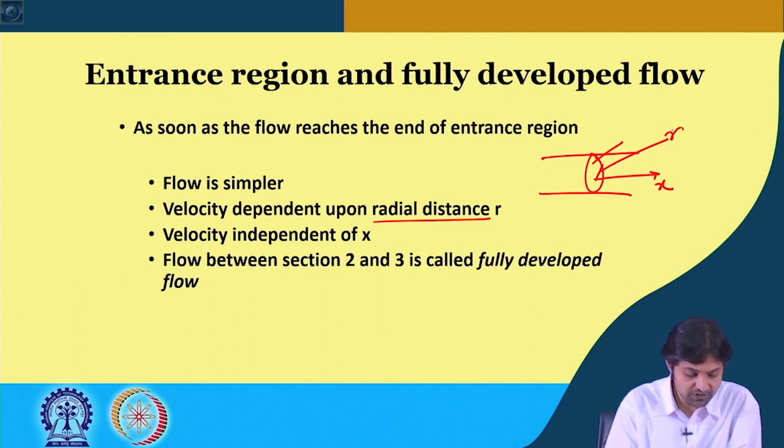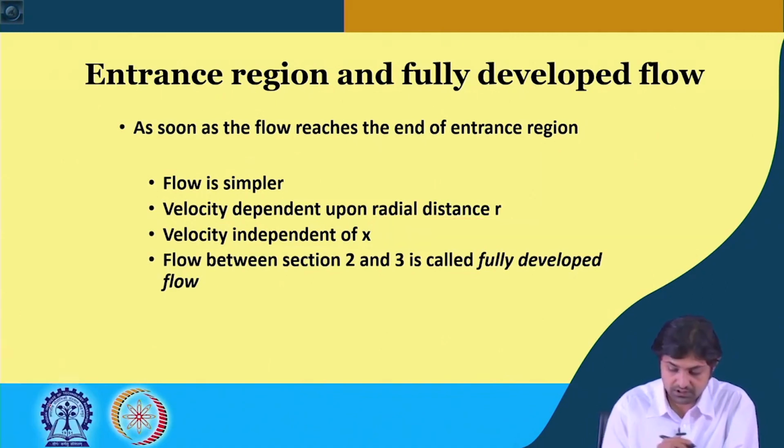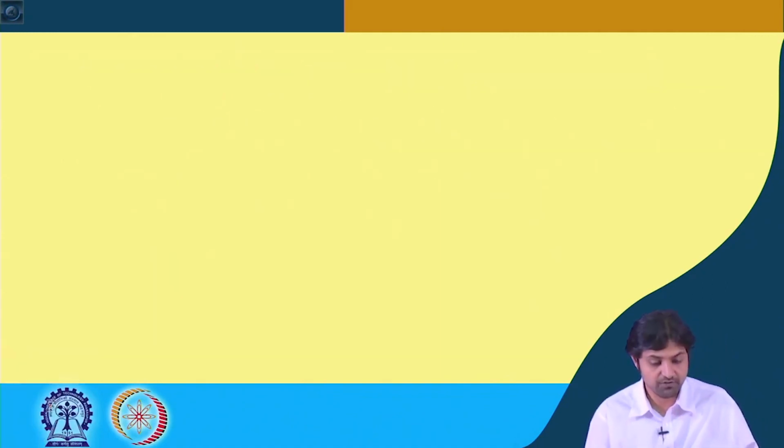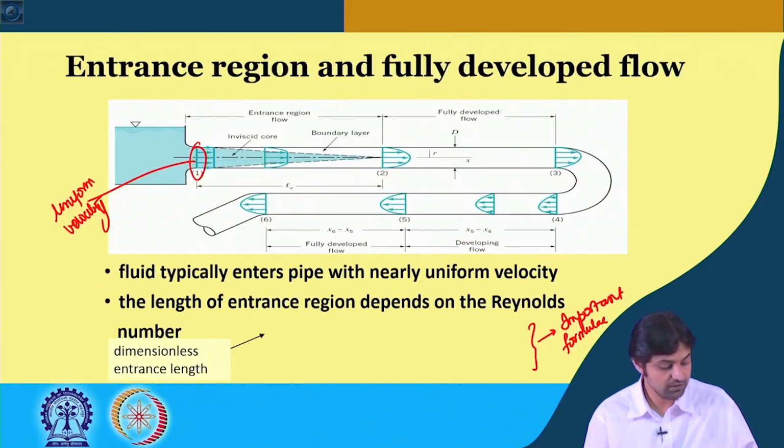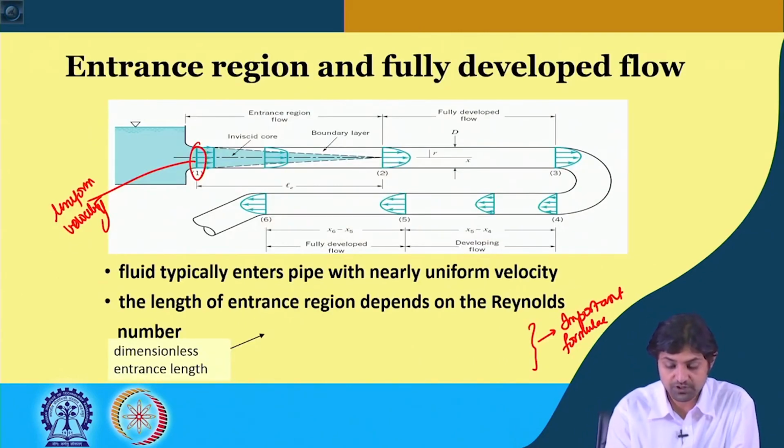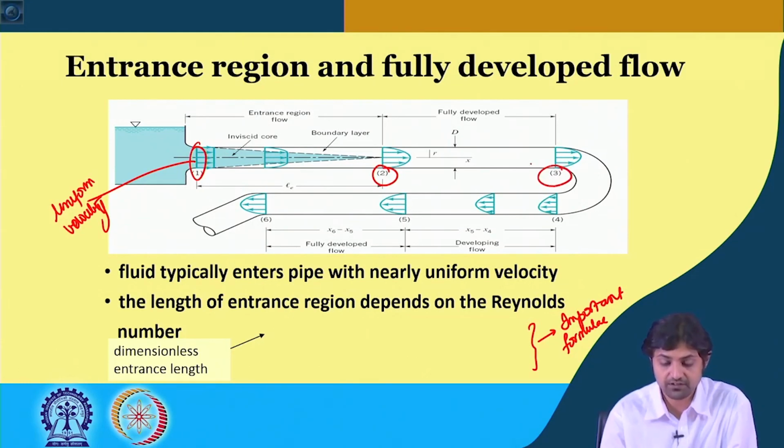The flow between section 2 and 3 is called fully developed flow. I will just take you there again. The flow between this section 2 and 3 is called fully developed after the entrance region has ended. And why only until 3? Because at 3 there is again a bend.